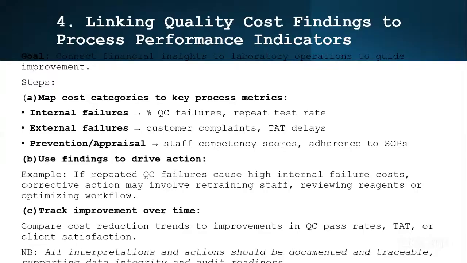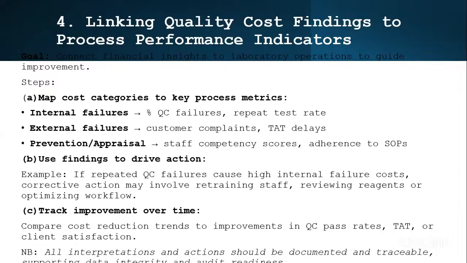Then you look at your external failure cause. What process is contributing the highest? Is it customer complaints? Is it TAT delays, for example? Then look at your prevention and appraisal costs. What are the staff competency scores? Adherence to SOPs. Those are things that we need to look at when we are evaluating such things.